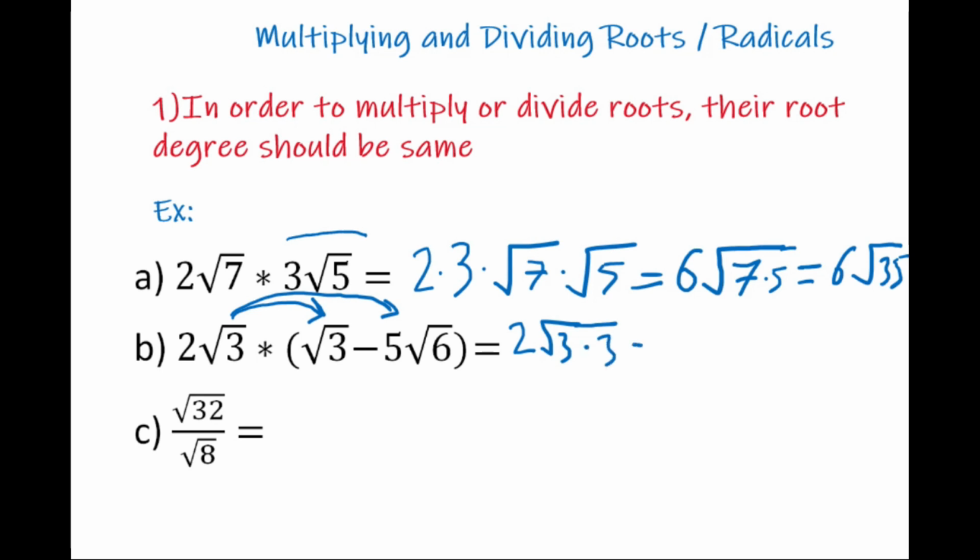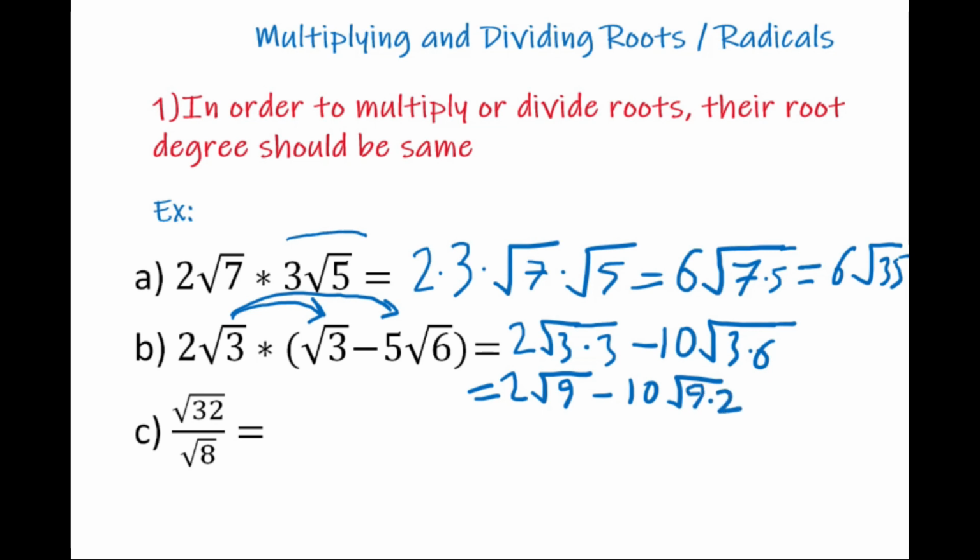It's going to be 3 times 3 minus 2 times 5, which is 10, square root of 3 times 6. Why? Because the root degrees are the same. So from here we have 2 square root of 9 minus 10 square root of 18. 18 can be written as 9 times 2, as we learned in our previous video. So from here, that 9 goes out as 3.